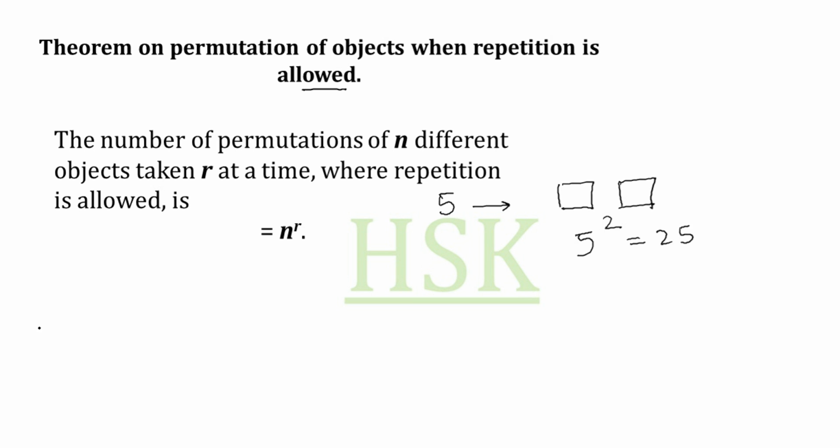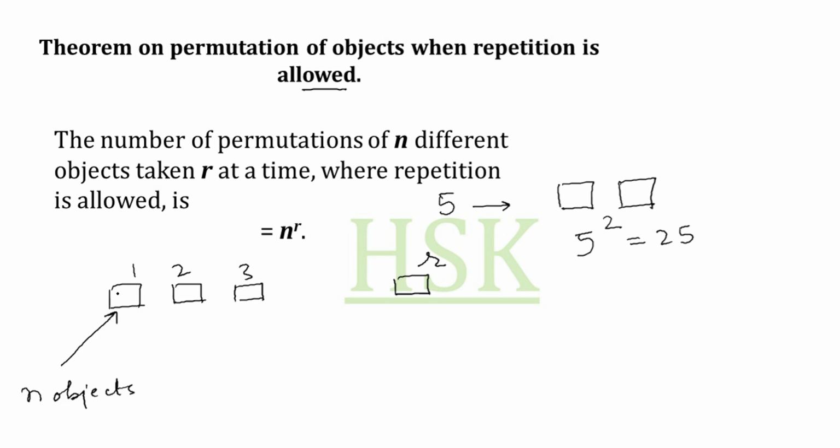Now how do we get this result? So we assume that we have again these r places, 1, 2, 3 up to r, and we have n objects. So for the first place we would have how many options? n options. For the second place we are going to have how many options? Again n options. For the third place n options, and for the rth place we are going to have n options.